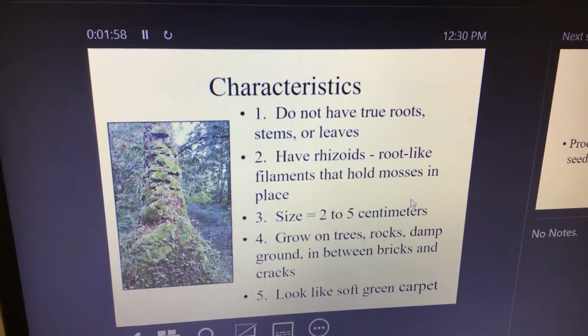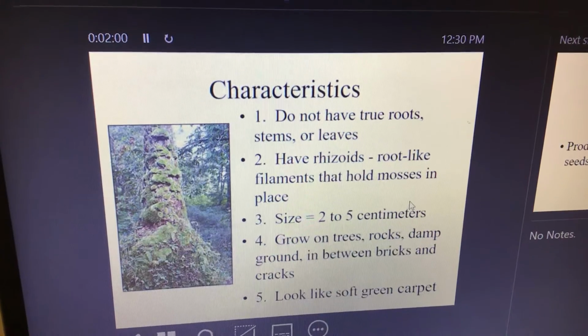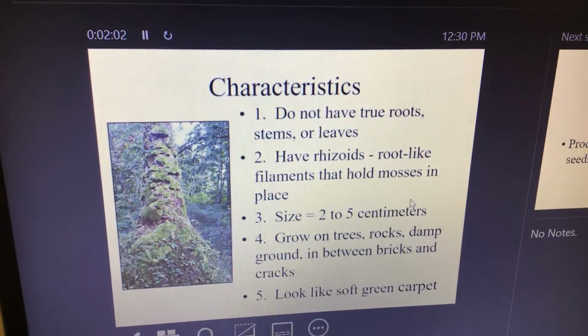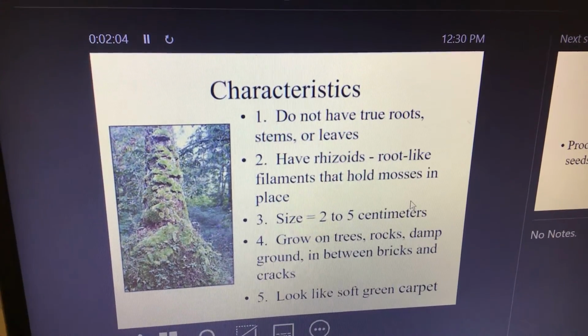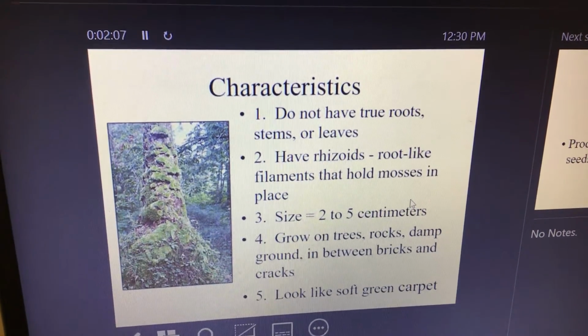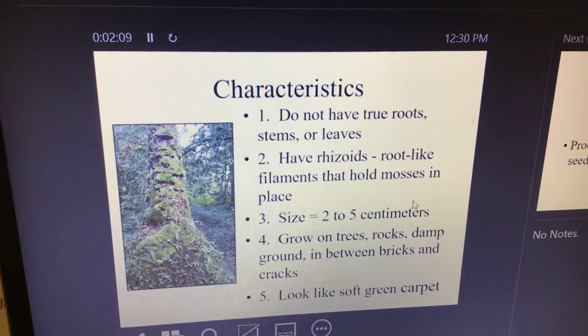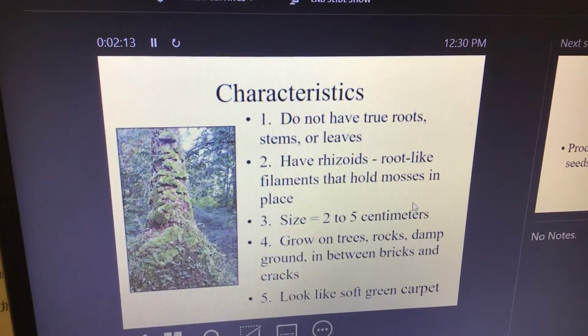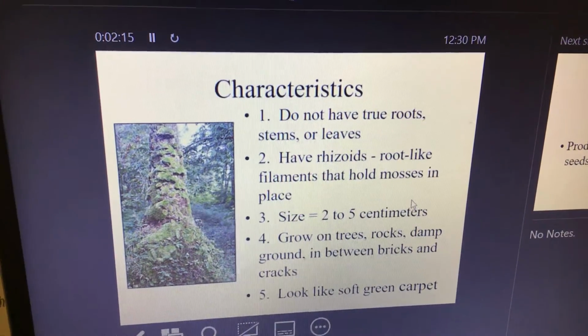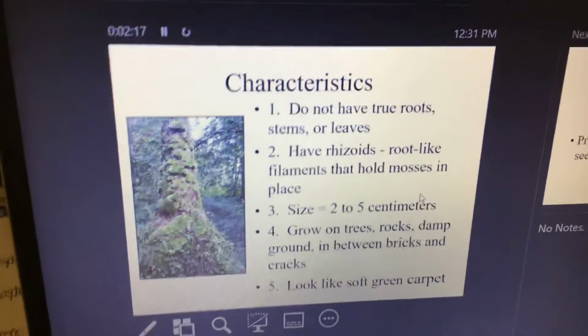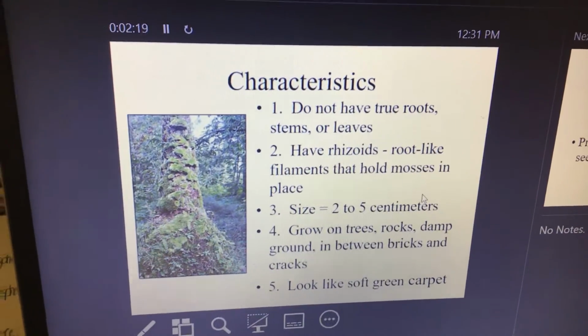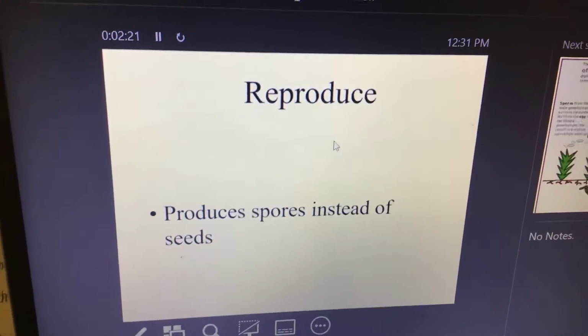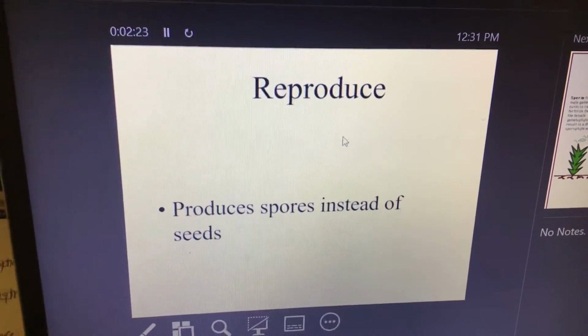Pretty small, 2 to 5 centimeters tall, and they're going to grow on trees, rocks, damp ground, and between bricks and cracks. So wherever it's wet and shaded from the sun, you're probably going to find moss. Once again, if I'm going too fast, just pause. Go ahead and write this down.